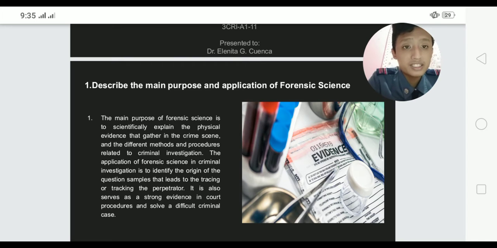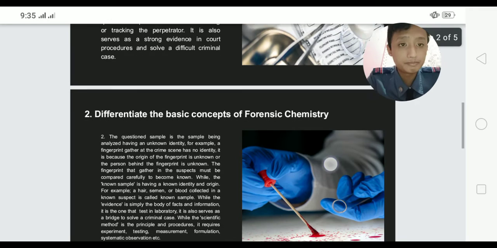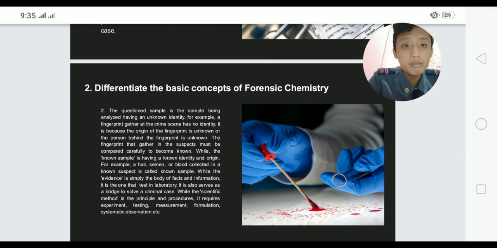The application of forensic science in criminal investigation is to identify the origin of the question sample that leads to tracing or tracking the perpetrator. It also serves as strong evidence in court procedures and solves a difficult criminal case. The next, differentiate the basic concept of forensic chemistry.